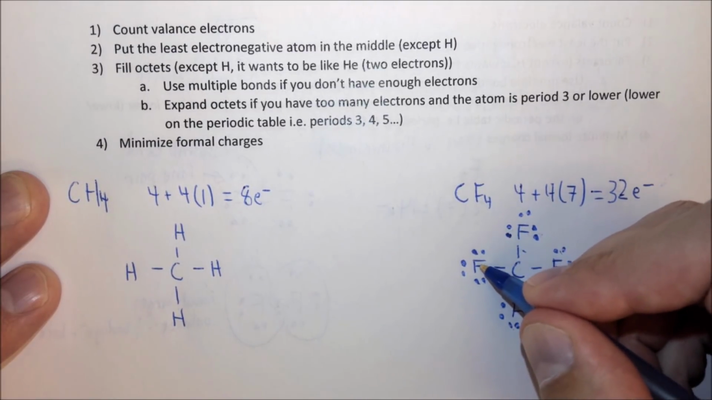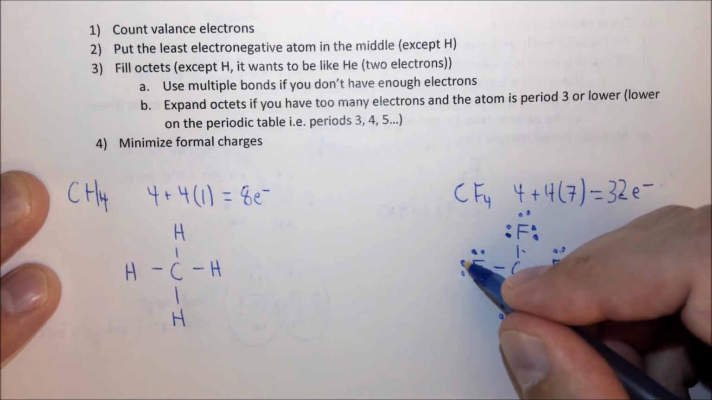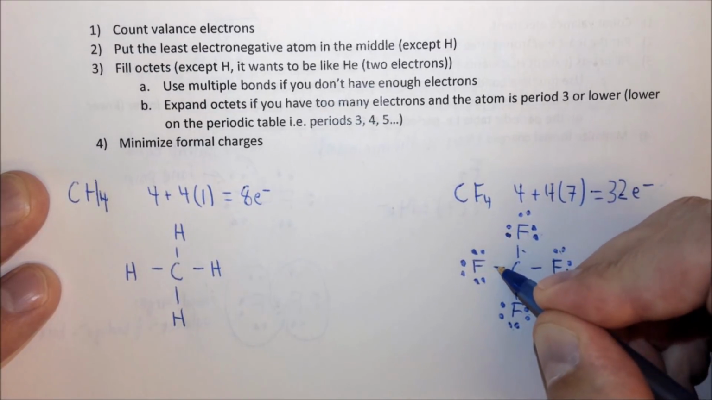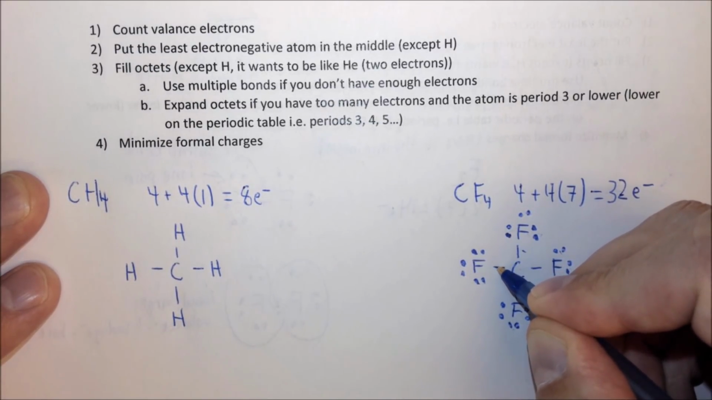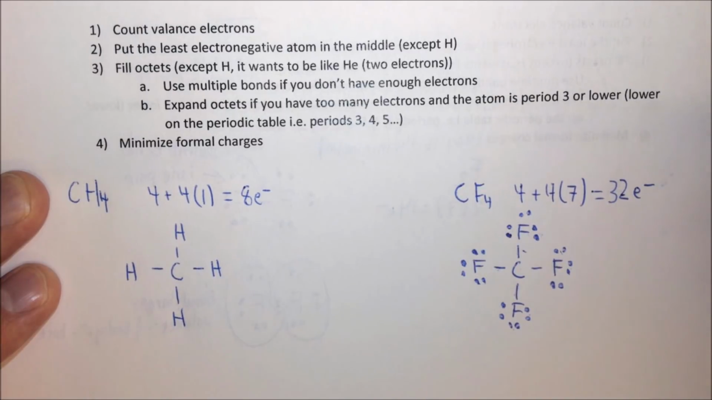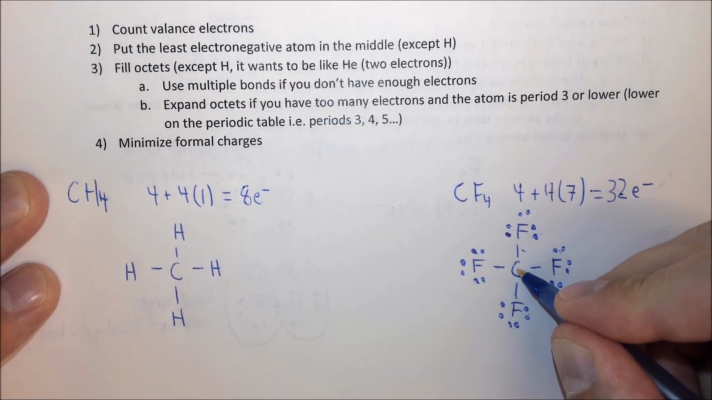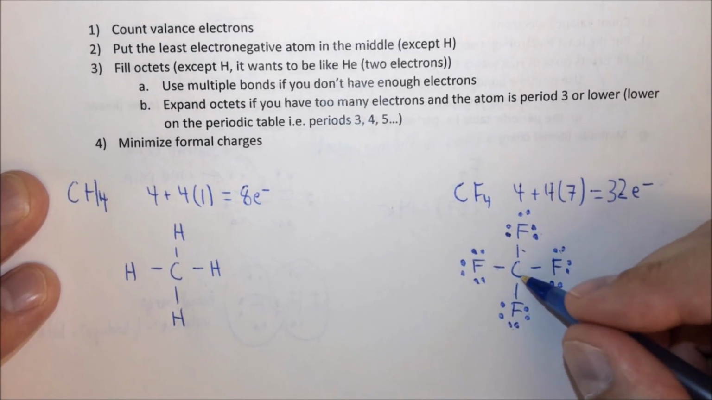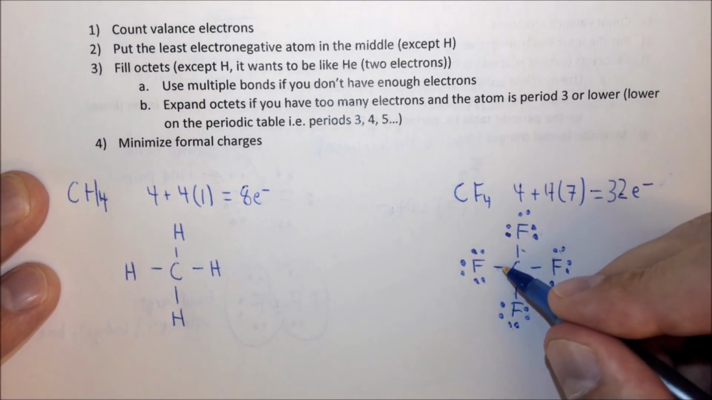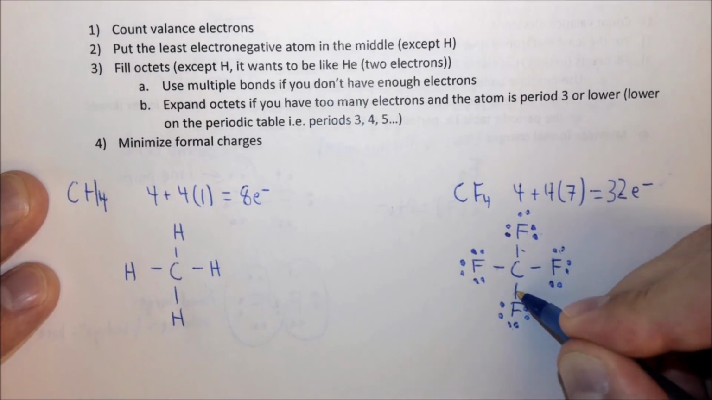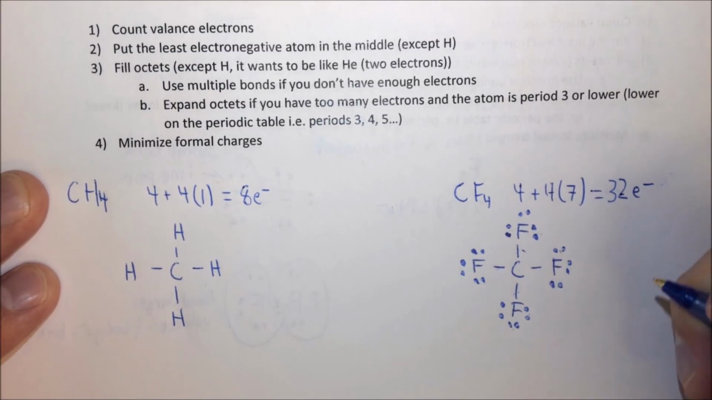Fluorine wants to have 7 electrons around it, and it has 1, 2, 3, 4, 5, 6, 7. If something wants 7 electrons and has 7 electrons, it's neutral. Carbon wants to have 4 electrons around it. Said another way, carbon has 4 valence electrons. How many electrons are around this carbon? 1, 2, 3, 4. Wants 4, has 4, it's neutral.